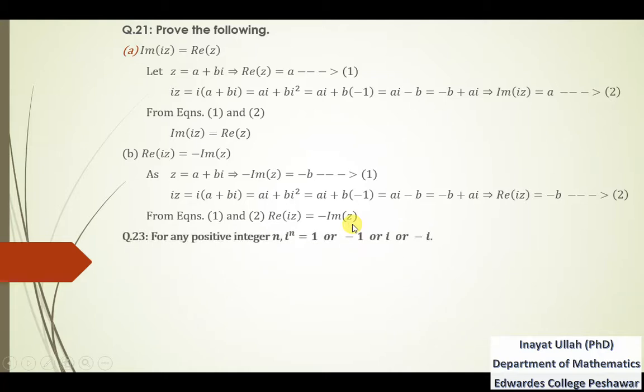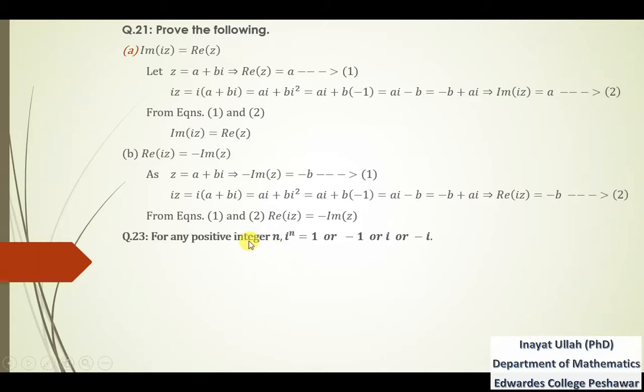Question number 23 says that for any positive integer n, prove that iota power n will be 1, minus 1, iota, or minus iota. If we take n a positive integer and replace n here, the answer will be either 1 or minus 1 or iota or minus iota. We are going to prove this equality.